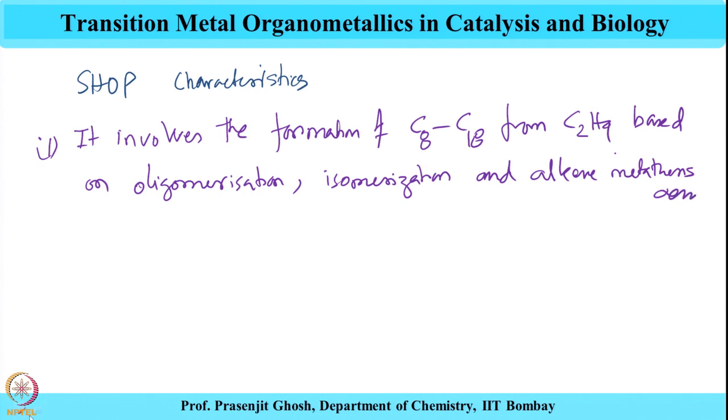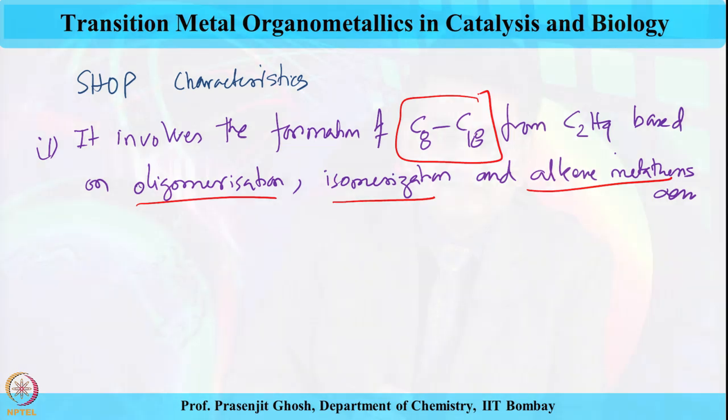Now, this we have discussed in detail in our previous slide, where we had shown you diagrammatically, with example, how each of these reactions plays a role to produce these C8 to C18 fragments, which had application for detergent usage. So, these three reactions are to be discussed under the Shell Higher Olefin Process family of reactions.